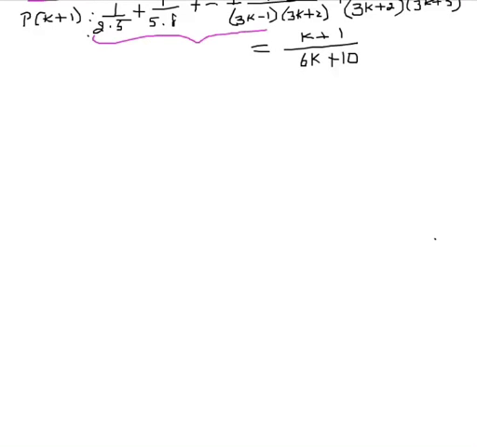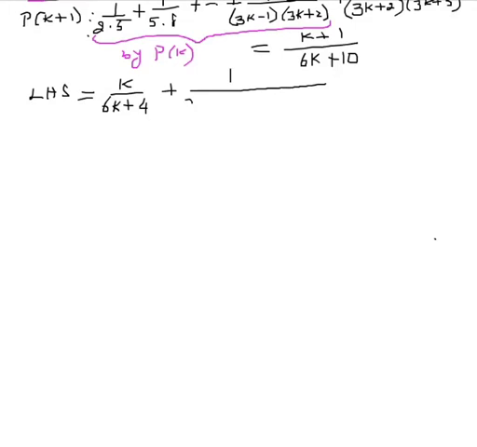For the first k terms, we can use P of k result. Therefore, the left hand side of this equation becomes, by P of k, this total is k by 6k plus 4, and write k plus 1th term, which is 1 by 3k plus 2 into 3k plus 5. This factor can be simplified as 2 times 3k plus 2.